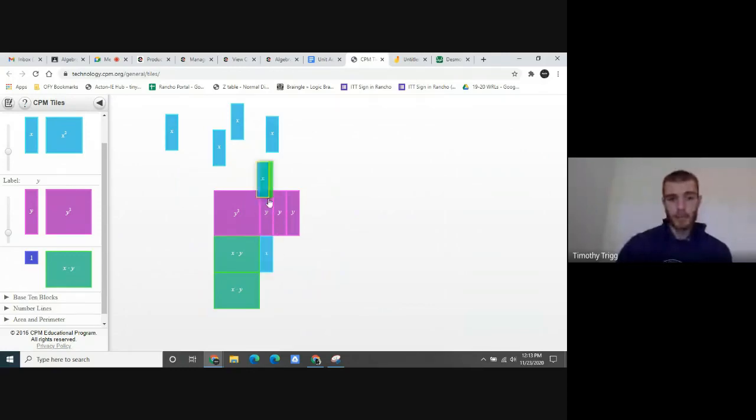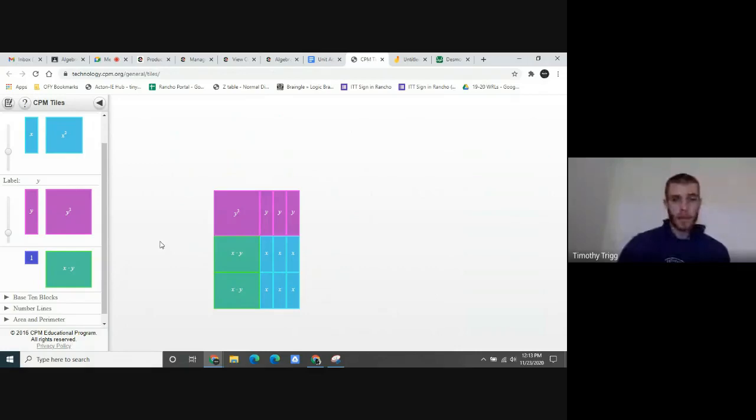Let's see if these x's will fit in here. Yeah, it looks like they will. These 6 x's will fit perfectly to finish off and make this a perfect rectangle, just like that. Okay, cool. That wasn't so bad.